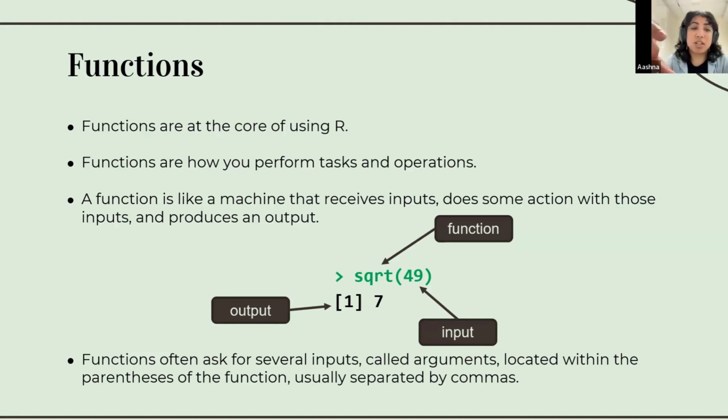So a function can be very simple like that, in that it only asks for one input. Functions often ask for several inputs, and you often call those inputs arguments, and they're usually located within the parentheses of the function, separated by commas. Why we're telling you this is that it's common lingo that's often used in our tutorials and different help pages. So it's good to know what a function means, what an argument means, and we'll see in practice how these are used. Next slide, please.